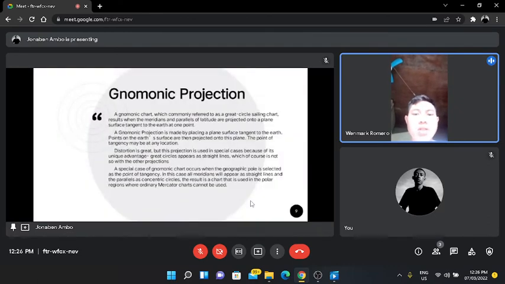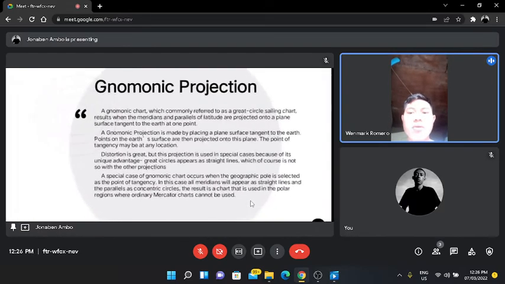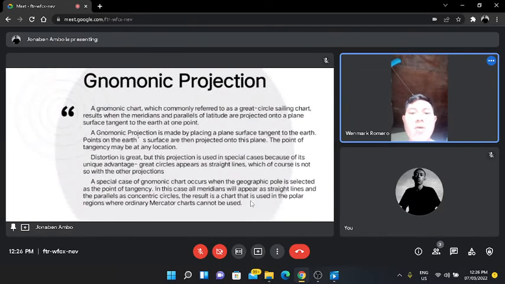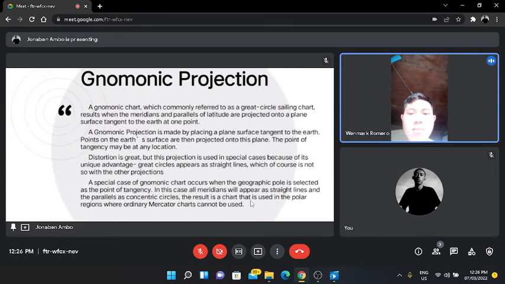Gnomonic projection. A gnomonic chart, which is commonly referred to as a great circle sailing chart, results when the meridians and parallels of latitude are projected onto a plane surface tangent to the Earth at one point. So, gnomonic projection is made by placing a plane surface tangent to the Earth. Points on the Earth's surface are then projected onto this plane.